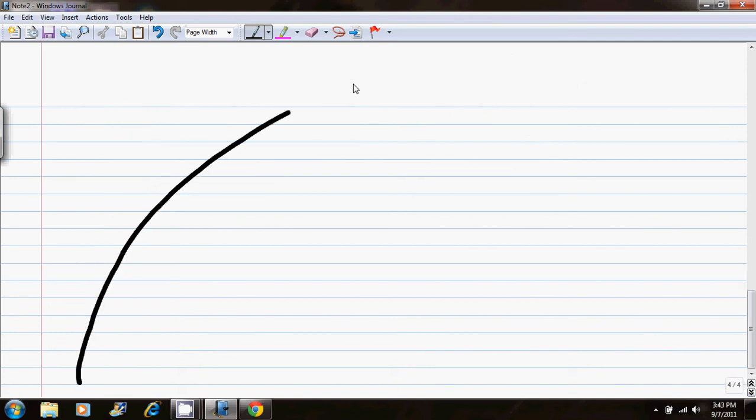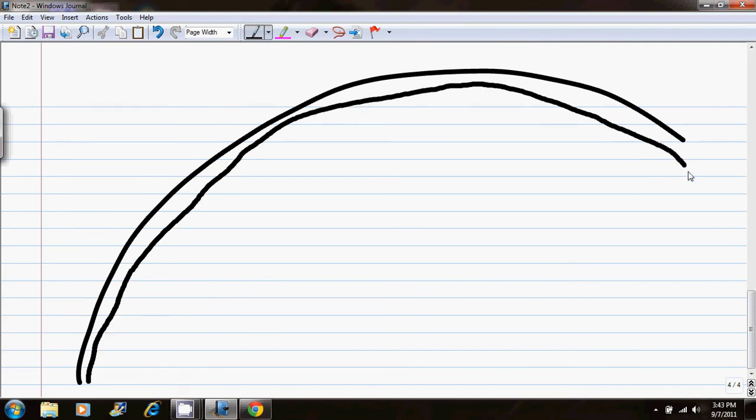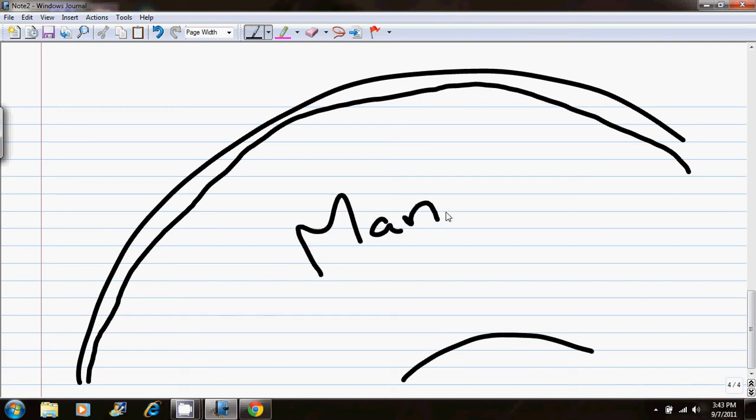So let's draw that cutaway earth again. So there's the crust. The crust is actually even thinner than that. You have the crust. There's the core. So this is the mantle.